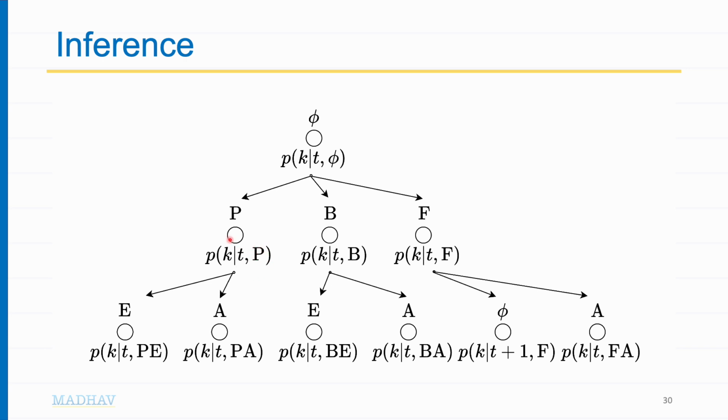right? Now I look at the output nodes. Let's say there are two nodes, A and A. Now, if I move to the A path, the model will be emitting probability of k given t comma, the previous string is PE, whereas here the previous string is PA. And like that, if you see here, P(k | t, BE), P(k | t, BA). But what if it emits phi?